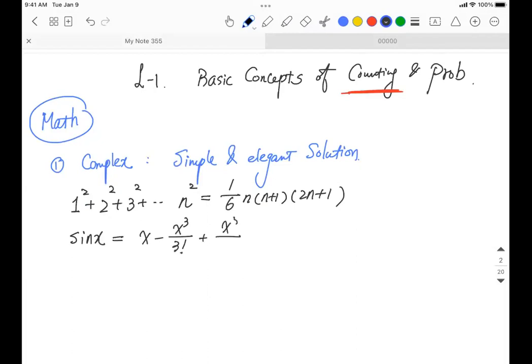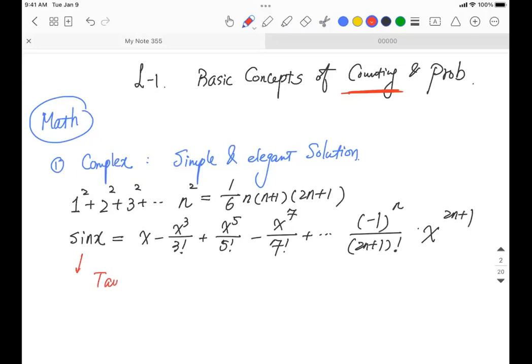Plus x to the power of 5, 5 factorial, x to the power of 7, 7 factorial, all the way to minus 1 to the power of n, (2n plus 1) factorial, x to the power of 2n plus 1. So this is like the famous, what we call Taylor's expansion.